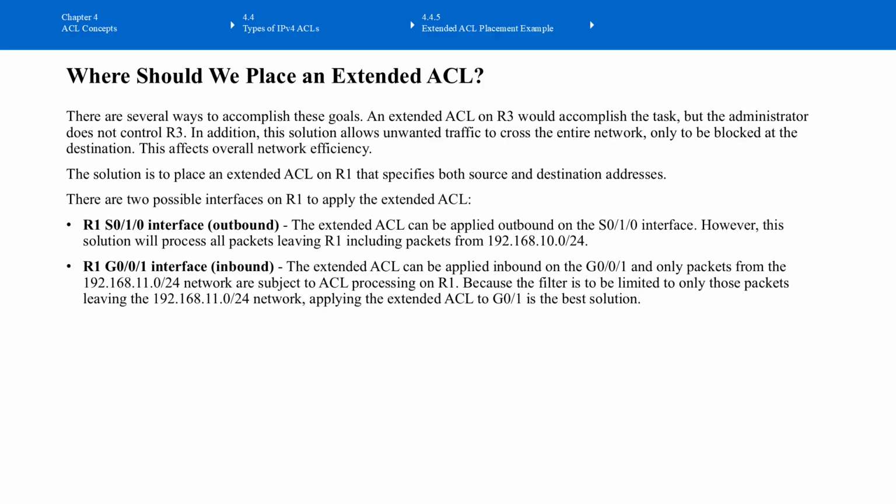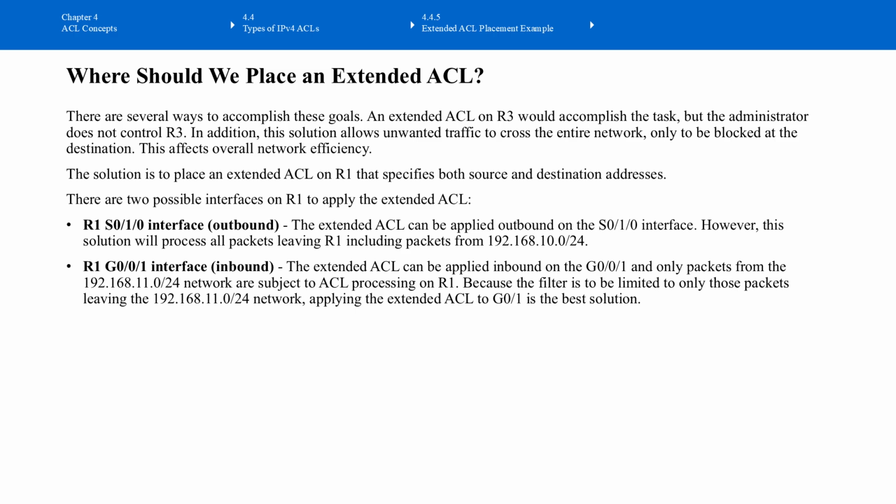The best solution is to place the extended ACL on R1, because Company A controls R1, and the extended ACL should be placed close to the source. There are two possible interfaces. R1's S0/1/0 outbound works, but examines all traffic leaving R1. That includes traffic from both 192.168.10.0/24 and 192.168.11.0/24. More packets are processed than necessary.